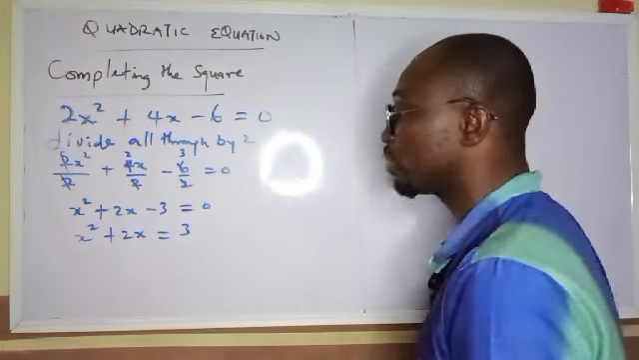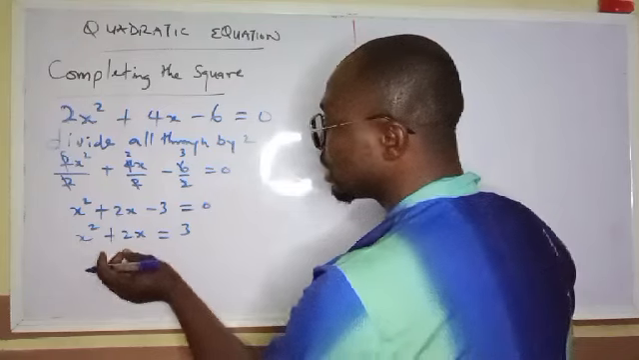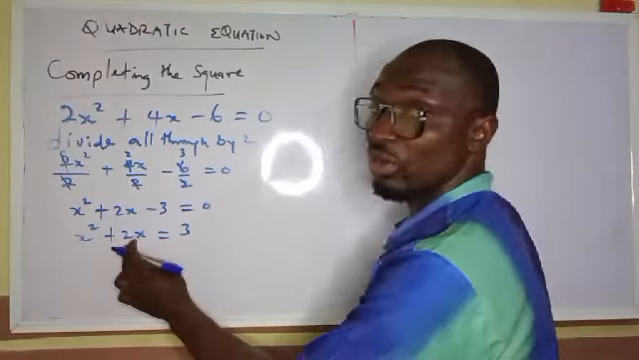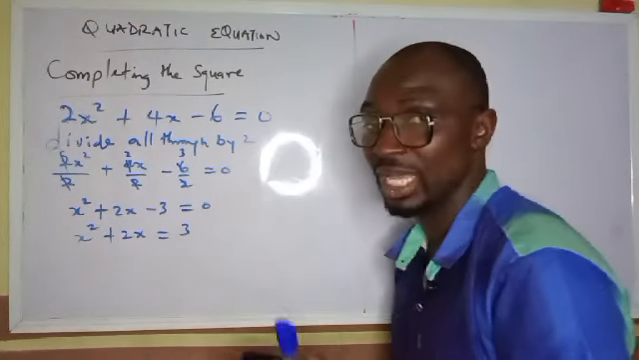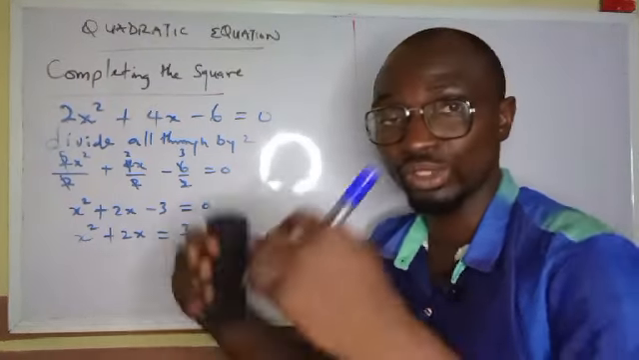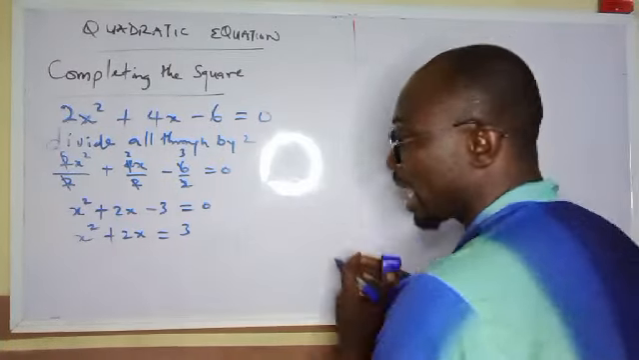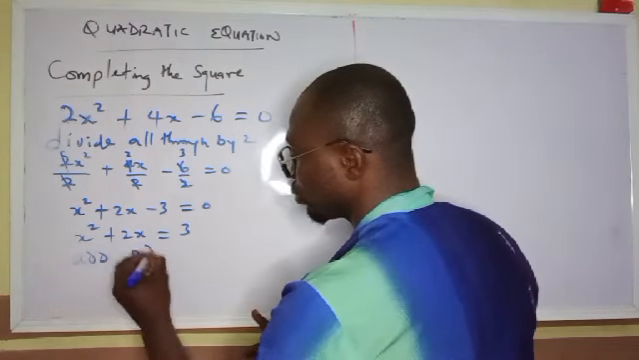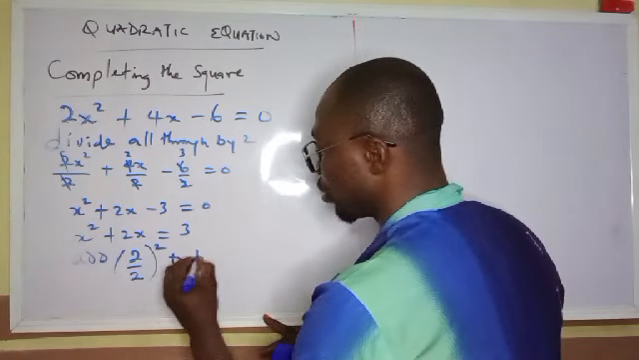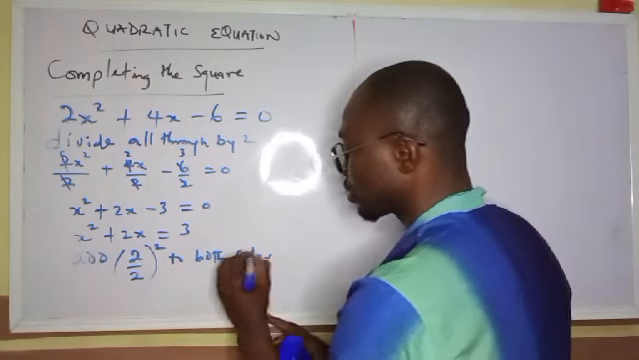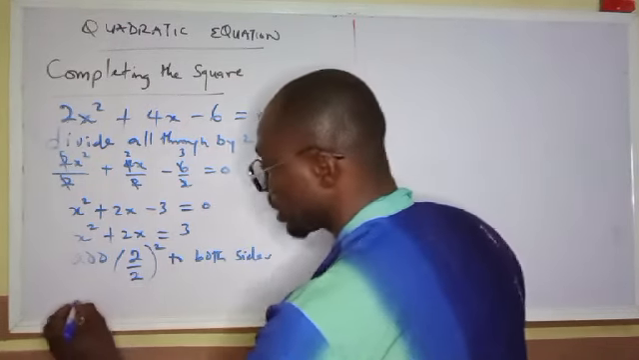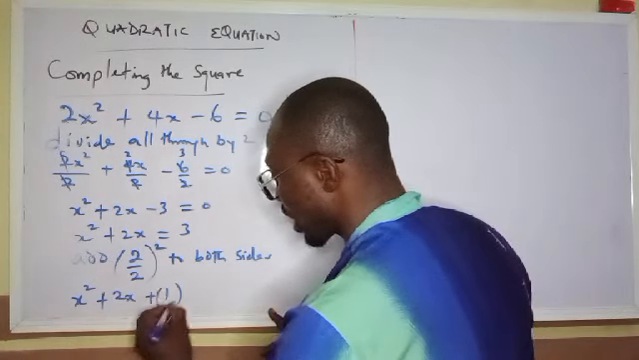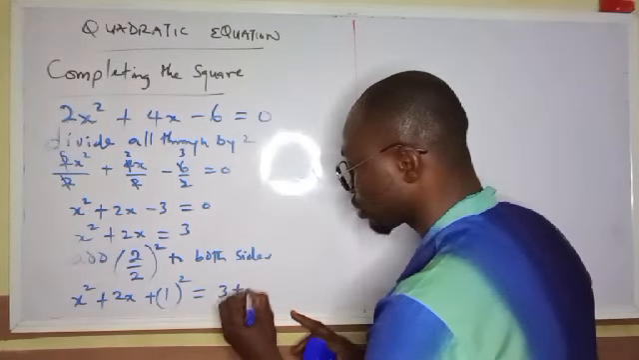The next thing we want to do is look at the coefficient of x here, which is 2. So we will half it, that is, divide that 2 by 2, then square. We will now add the result to both sides of the equation. So we add 2 divided by 2 all squared to both sides. 2 divided by 2 is 1. So we now have x squared plus 2x plus 1 squared is equal to 3 plus 1 squared.